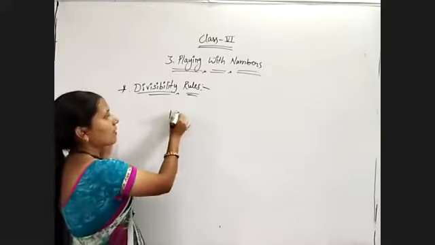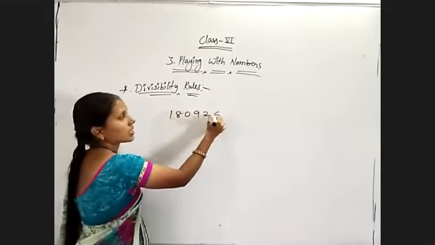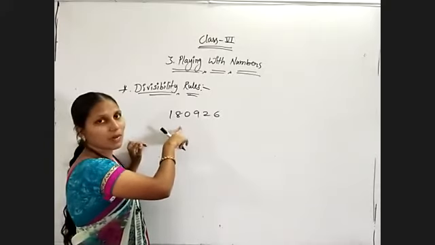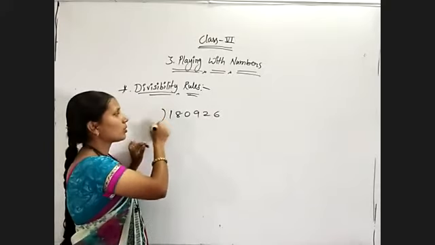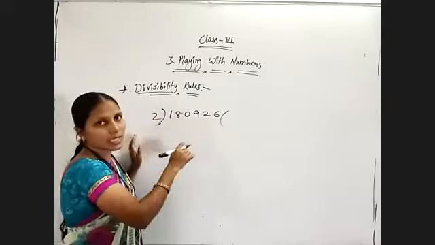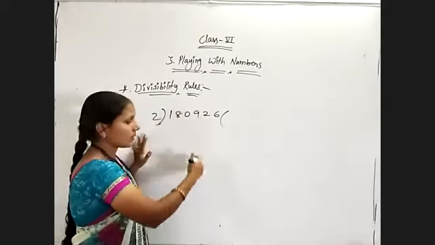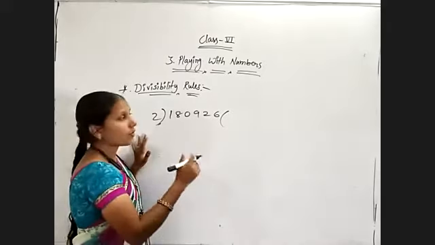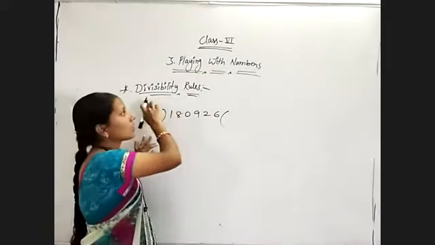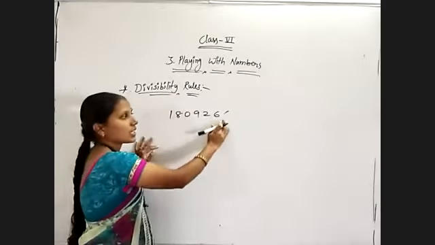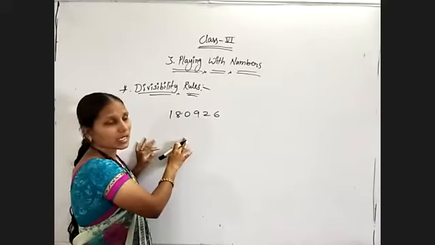Suppose I have 180926, one of the numbers I have. I want to check whether it is divisible by 2 or not. If I go through the actual division, it will take so much time and it will be difficult to do that many steps. Yes or no? For that sake, we have the divisibility rules, which tell us whether it is divisible by the given number without doing the actual division.